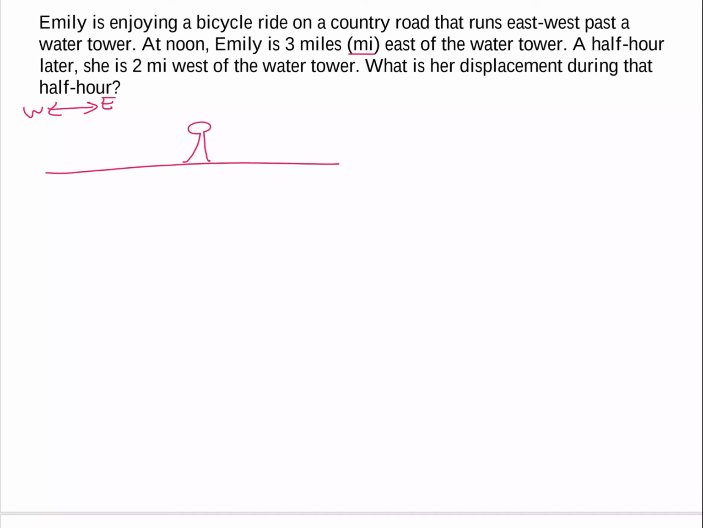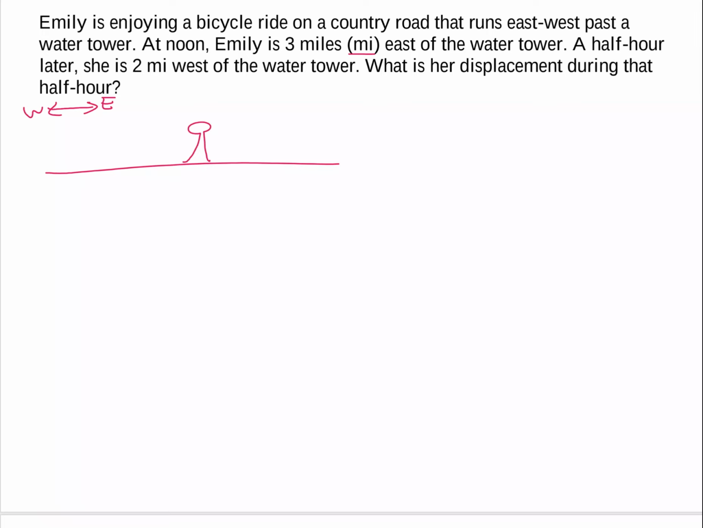Pretty good water tower right there. That's pretty much what I did. All right, so it says at noon. Why is noon important? Because that's the starting point, that's the starting time. She is 3 miles east of the water tower.